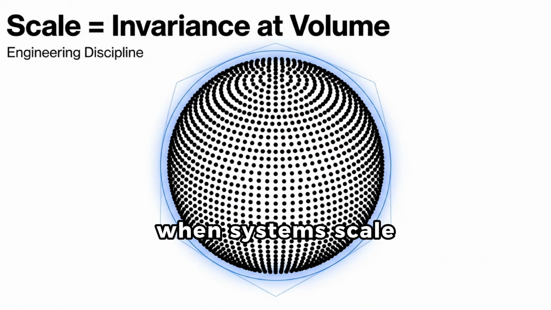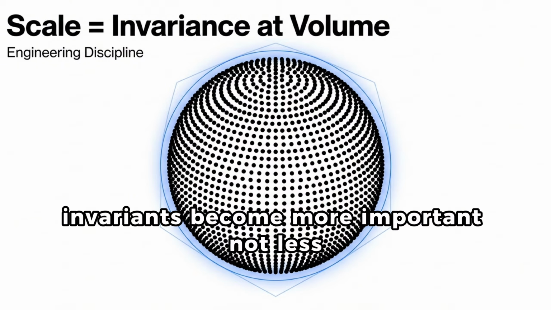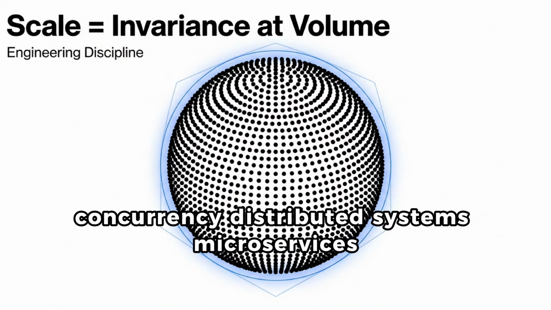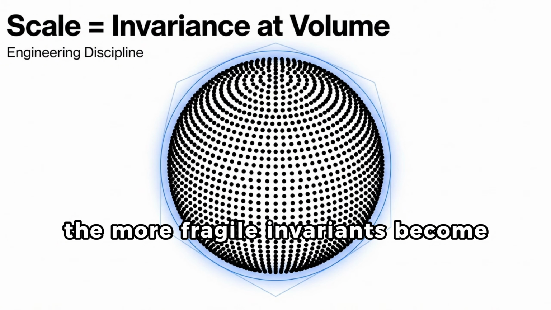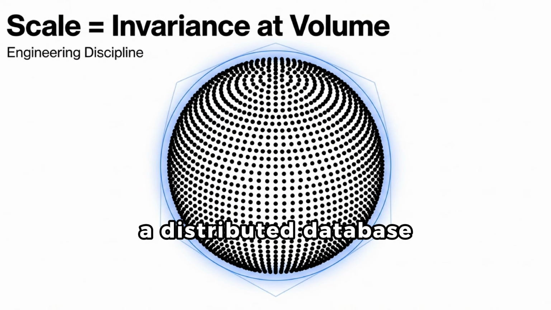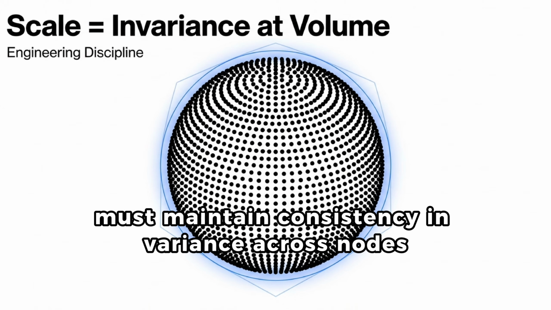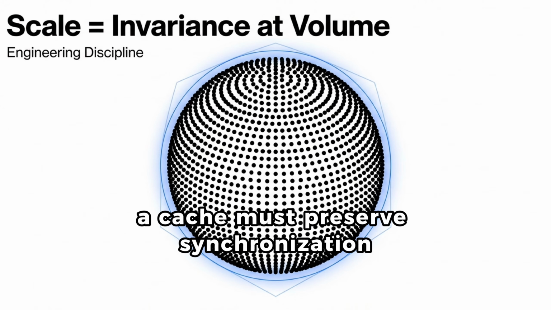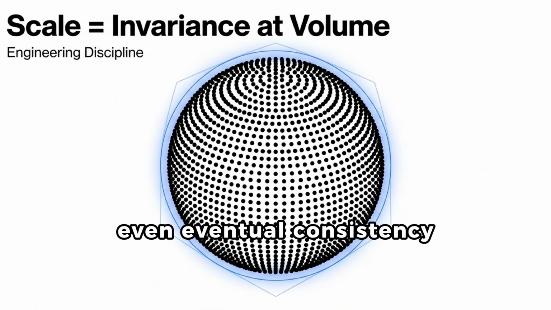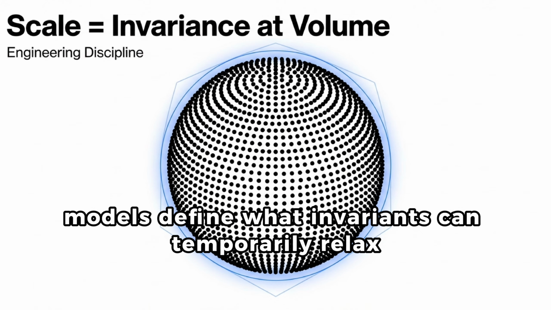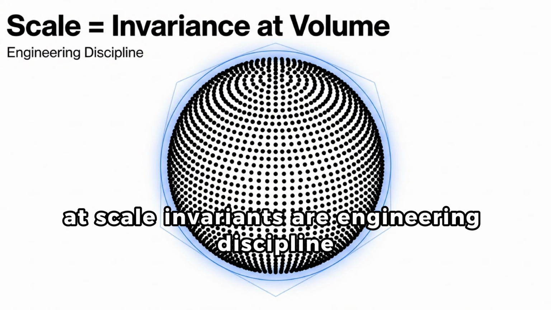When systems scale, invariants become more important, not less. Concurrency, distributed systems, microservices. The more complex the architecture, the more fragile invariants become. A distributed database must maintain consistency invariants across nodes. A cache must preserve synchronization invariants with the source of truth. Even eventual consistency models define which invariants can temporarily relax and which must never break. At scale, invariants are engineering discipline.